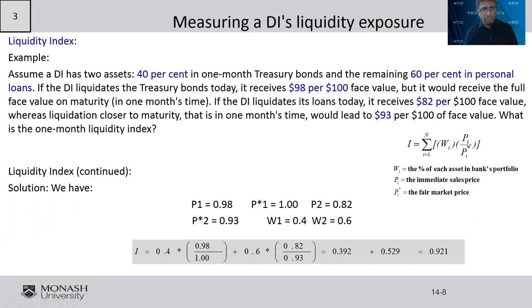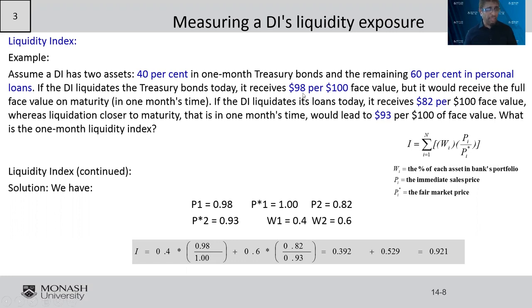BI is actually the selling or the liquidating price, and this is the selling and maturity. So I have 2 assets that I will liquidate today, or I can wait for 1 month. One of them is government securities, and they are 40% of my portfolio. And the rest is loans, which is 60%.